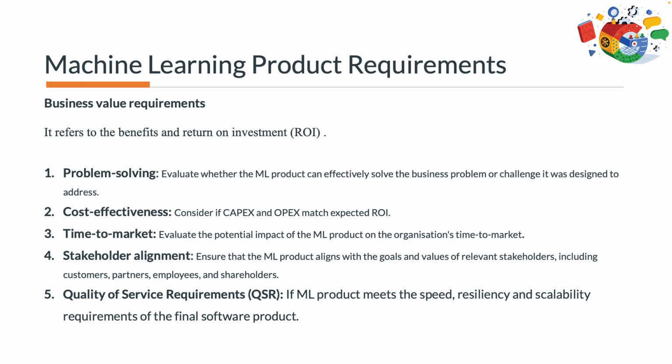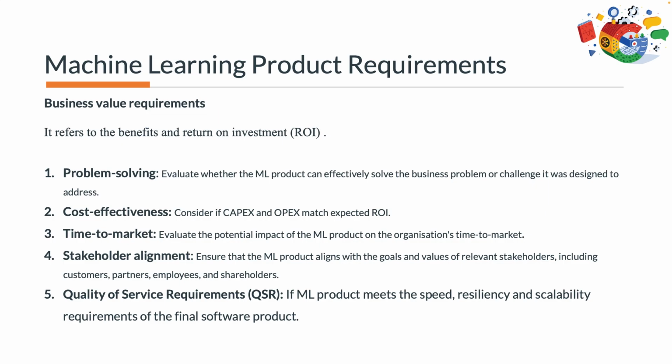There are 5 considerations when it comes to business value and requirements. First of all, problem solving. You have to evaluate and make sure whether the ML product can effectively solve the business problem or challenge that it was designed to address. As we know, machine learning is not suitable for every problem. You have to make sure that the CapEx or capital expenditure, the initial cost, and OpEx or operational or ongoing cost is matching the return of investment that is expected.